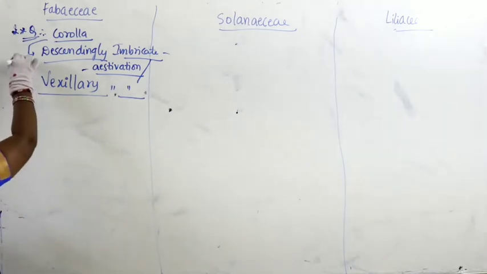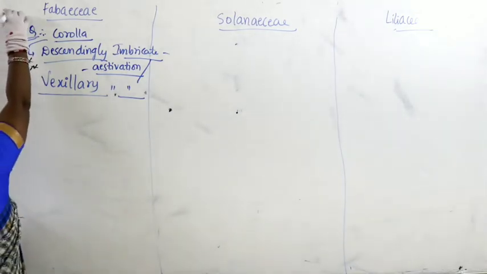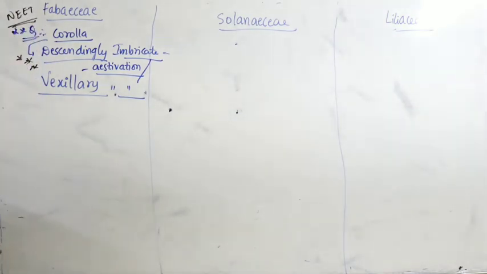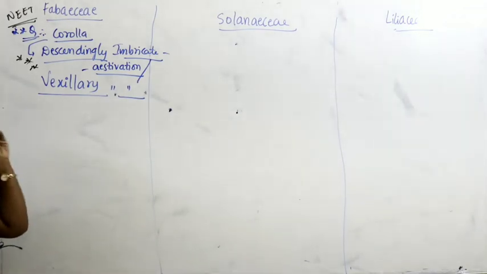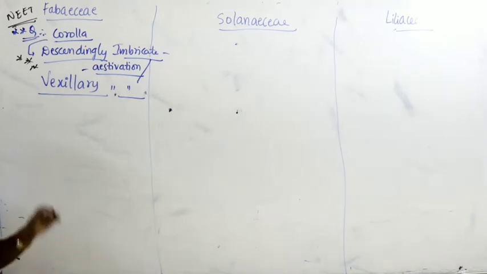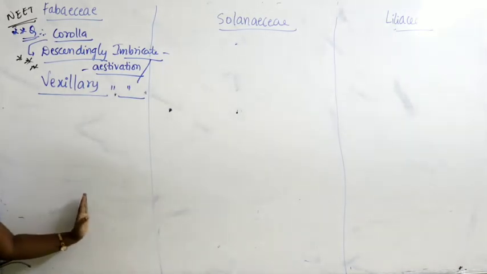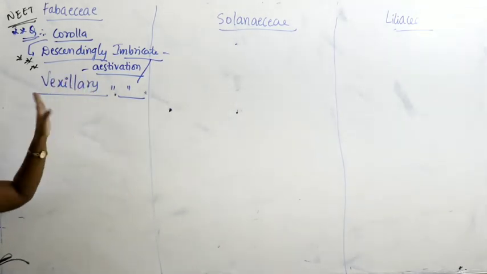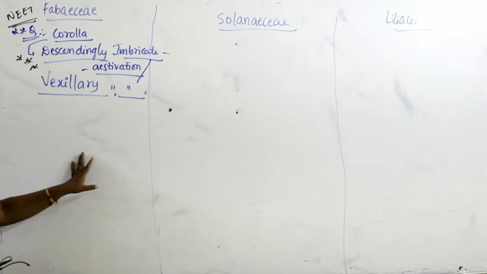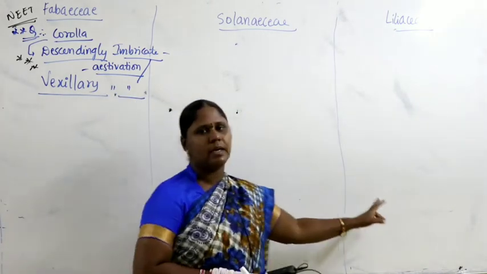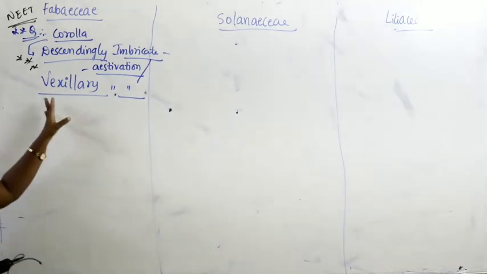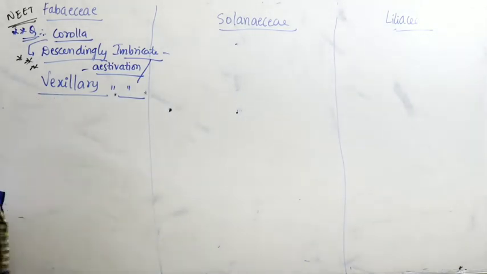It's very important. Mostly we have on the final lead paper also a chance of getting the question from Fabaceae, especially corolla. Why? Because corolla exhibits a specific type of aestivation observed only in Fabaceae. That means descendingly imbricate aestivation itself is also called vexillary aestivation, found in Fabaceae, absent in case of Solanaceae and Liliaceae. Very peculiar, means very rare character. It's nothing but descendingly imbricate aestivation.